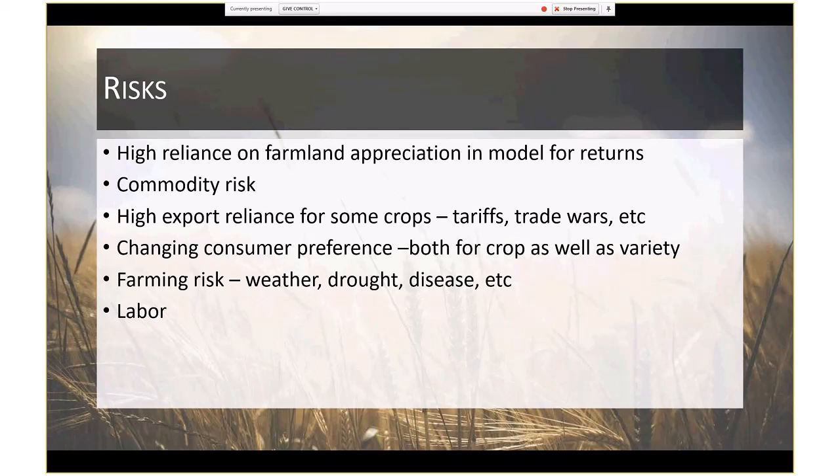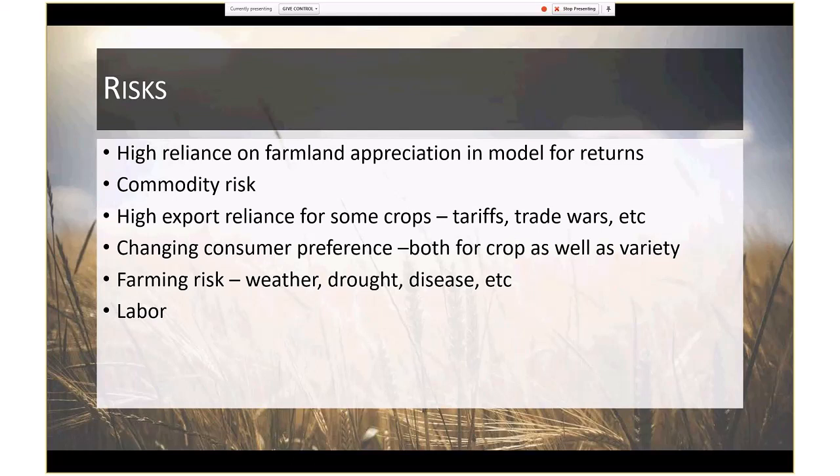Let's go back to risks. One of the risks, just from an investment standpoint, is that some models have a high reliance on farmland appreciation to hit their return thresholds or the returns that they're promising. I'm going to talk a little bit more about this and why it's good to have a healthy skepticism when looking at the appreciation side.